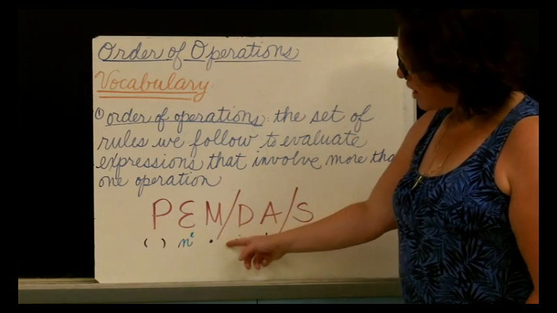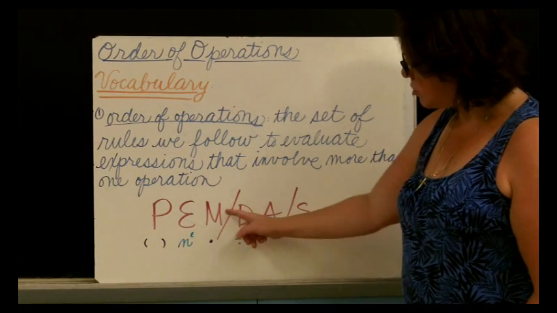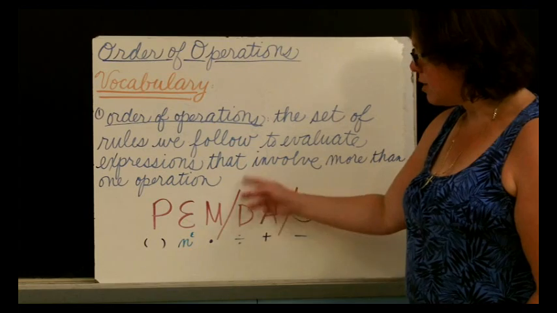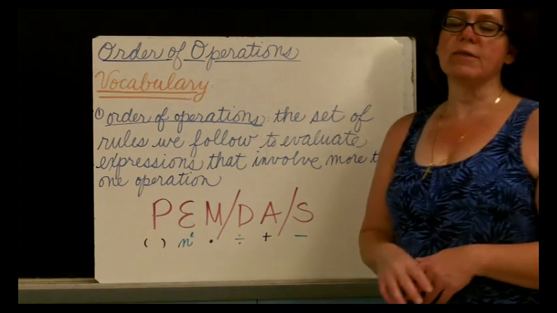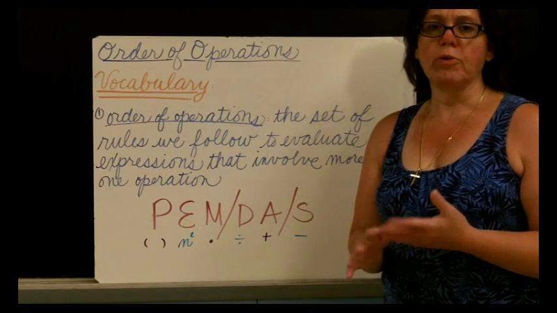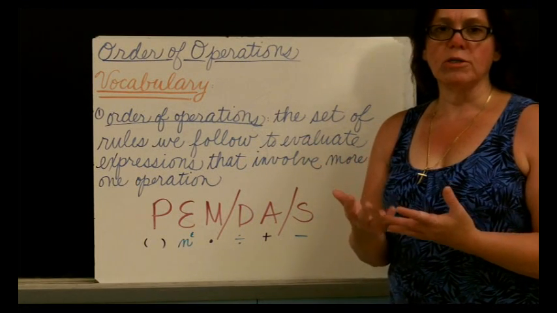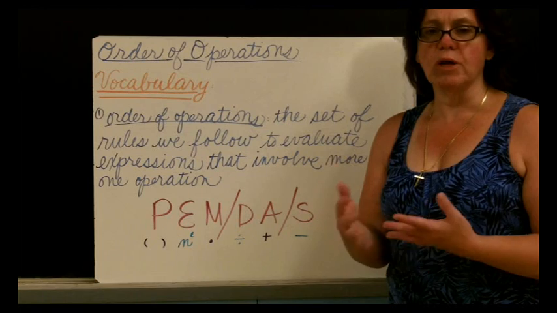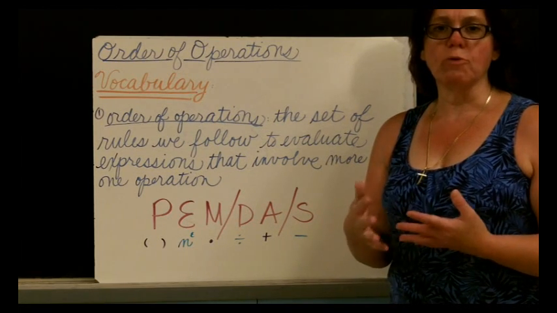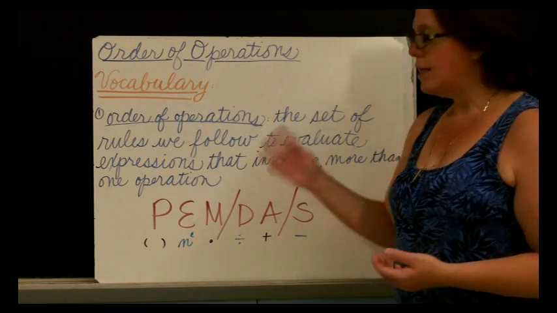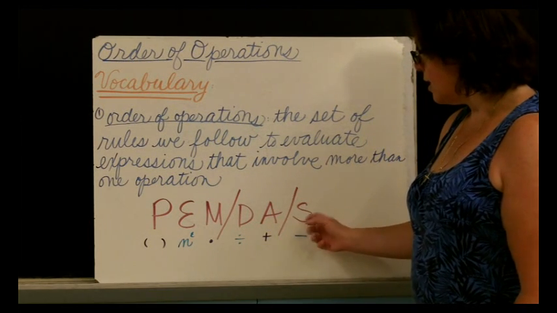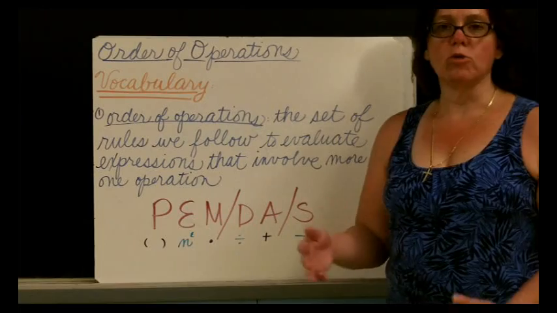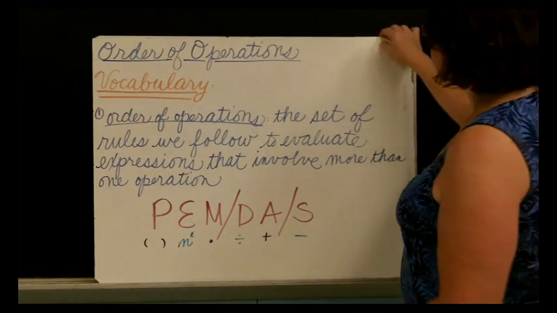Now look, I have a slash here between the M and the D, between multiply and divide, because you either multiply or divide. And what that means is, if you have both of those operations in the same expression, multiplying and dividing, you do whichever one comes first. And then the last two will be adding or subtracting, and again, this depends on which of these comes first.